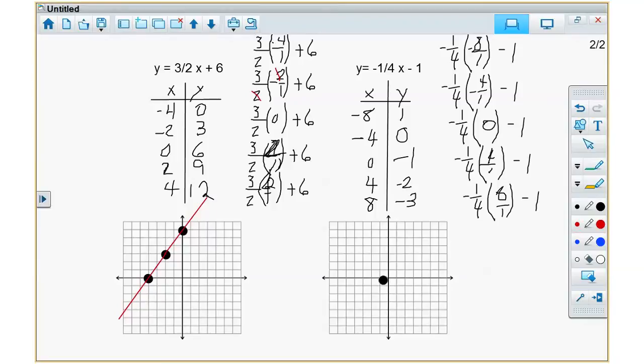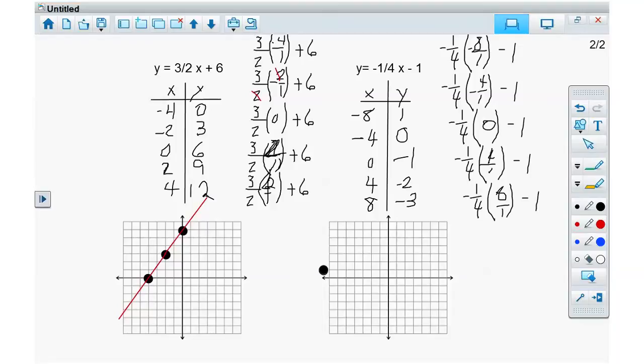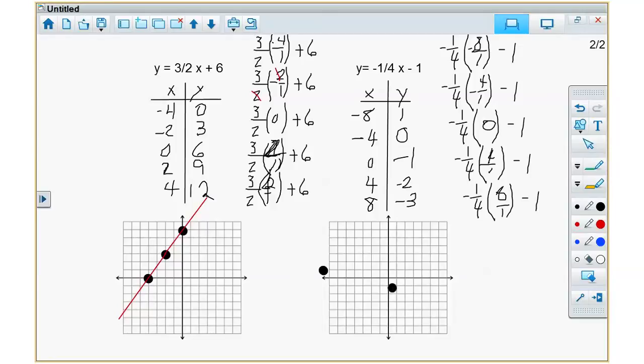-8. 1, 2, 3, 4, 5, 6, 7, 8, and +1. -4 and 0. 1, 2, 3, 4. 0, -1. 4, -2. 1, 2, 3, 4. 8 and -3. Well, 8's way out there, so this is 1, 2, 3, 4, 5, 6, 7, 8, and -3 be right in there.